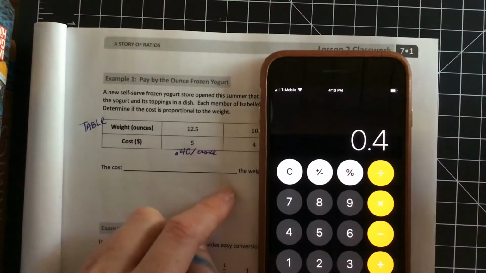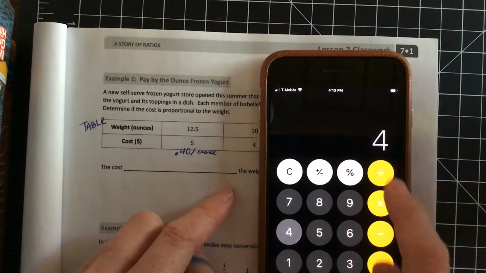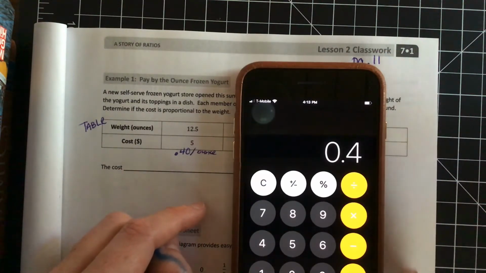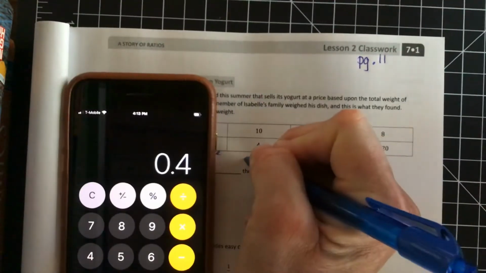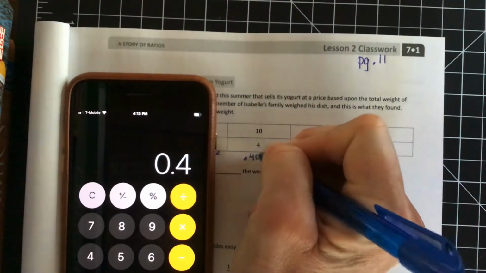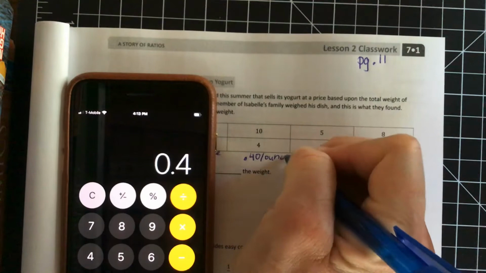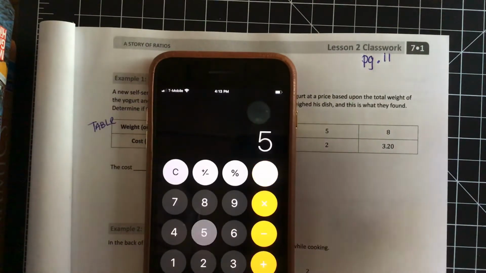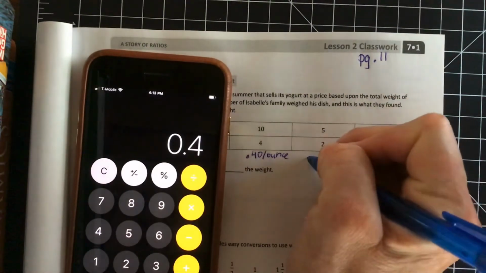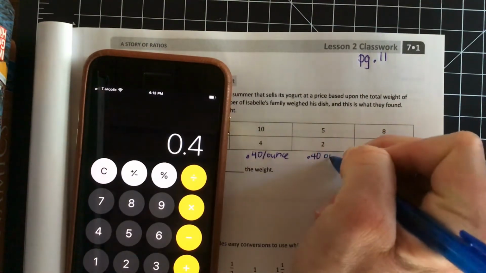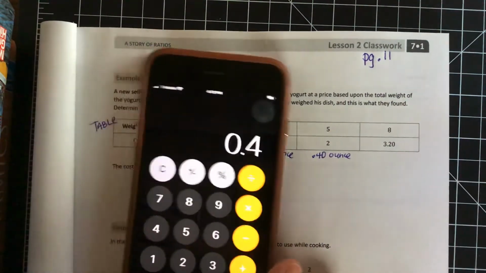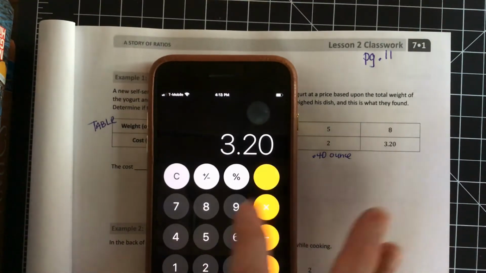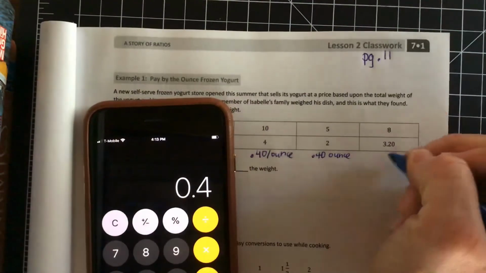Okay, the next one, I would divide this. You might already see that it's going to be true. 4 divided by 10, 40 cents an ounce. And the next one is 2 divided by 5, which is 40 cents an ounce. And the final one, which is $3.20 divided by 8, which is 40 cents per ounce.